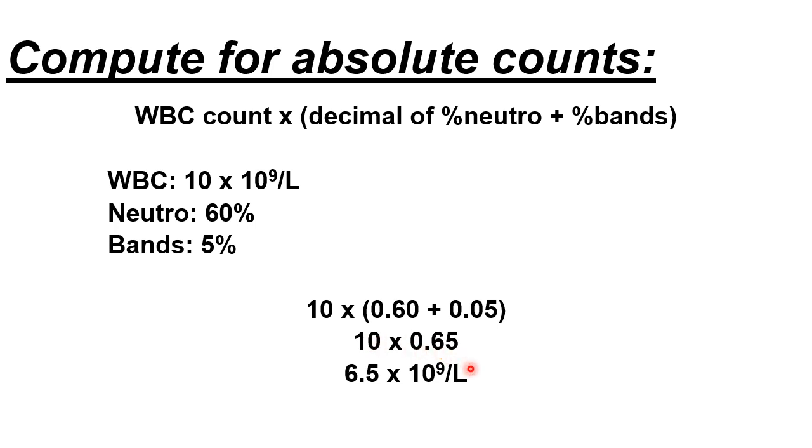Pero hindi lang dyan natatapos, no? Kailangan ma-interpret mo siya. So, tuwing kailan ginagamit si absolute neutrophil count if you want to determine if there is agranulocytosis. For this example, meron ba siyang agranulocytosis? Wala. Okay? Kasi ang cut-off natin is less than 0.5.